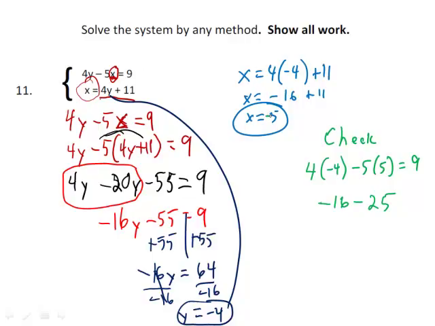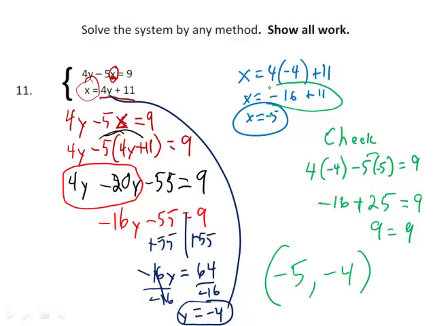Oh, that's the problem. I didn't put negative 5 there. Now it'll work. So, negative 5 times negative 5 is 25. And that now works out. So 9 equals 9. So x equals negative 5 and y equals negative 4. That's why we show our work. So the mistake there, I didn't put the negative on negative 5. And that will happen to people as they're doing system solving.